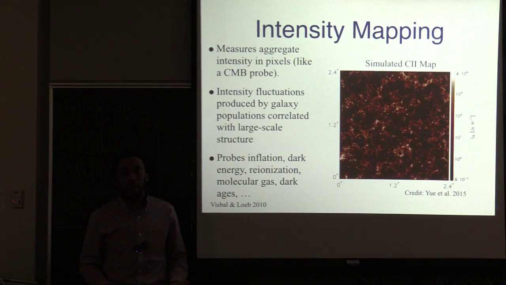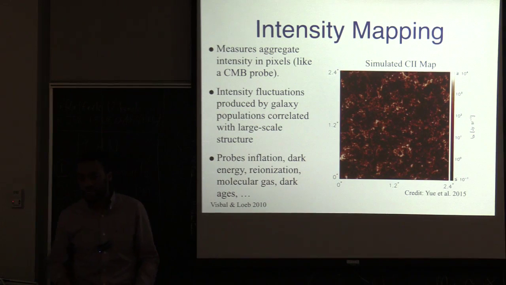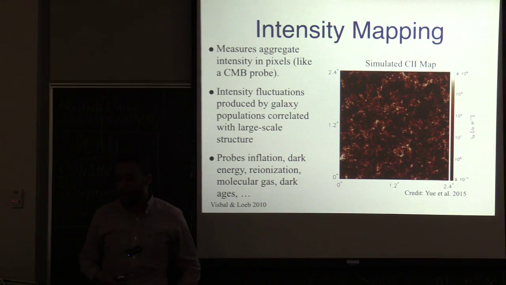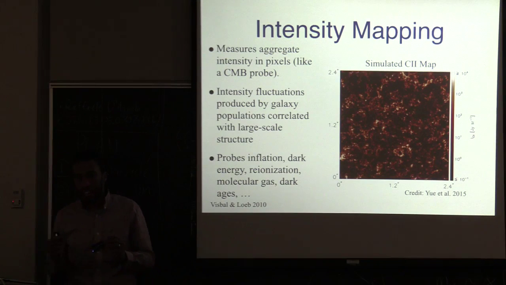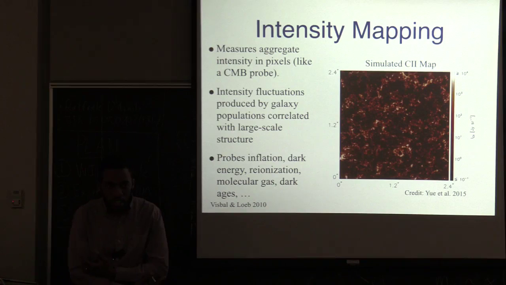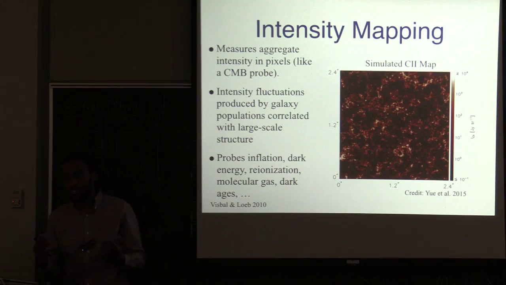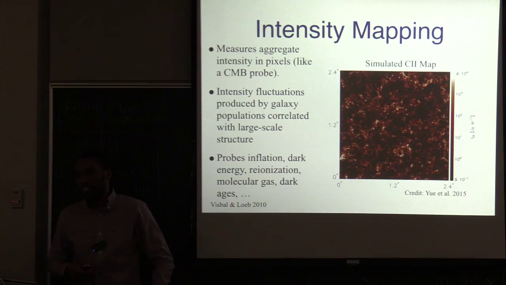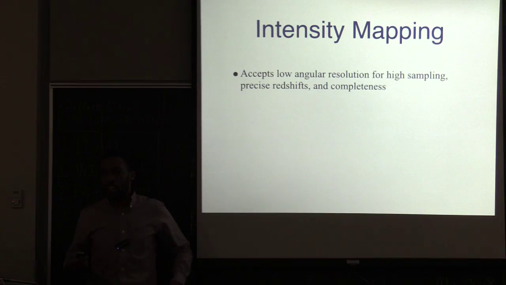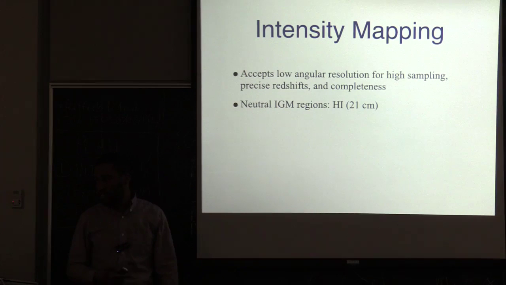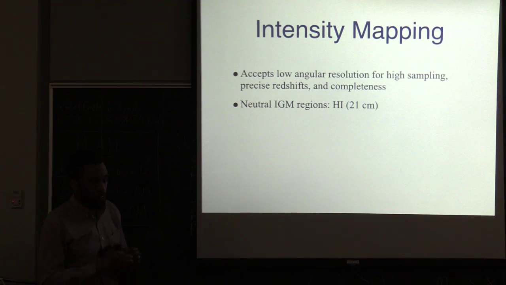Much work has gone into this as far as what questions it can answer, and it's very applicable across cosmology, specifically studies of inflation, dark energy, and reionization, and even star formation studies like looking at molecular lines, probing the gas around galaxies, and even the dark ages. Because you're not detecting individual galaxies, but you're still viewing large-scale structure, and you're getting a measurement of the emissions of galaxies on large scales. So basically, you're sacrificing angular resolution in order to probe large-scale structure. You're getting precise redshifts. You're having very high sampling rates, so it helps with completeness.